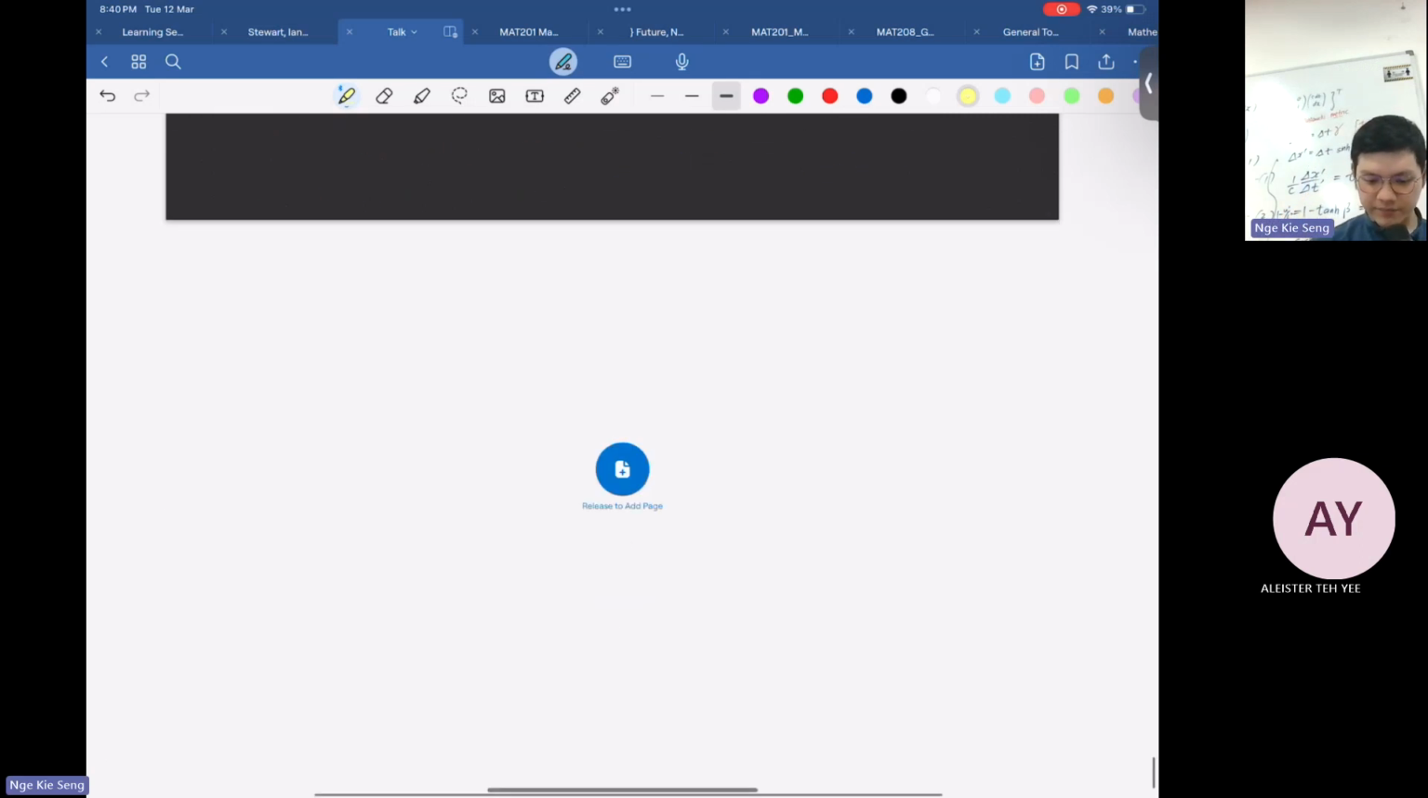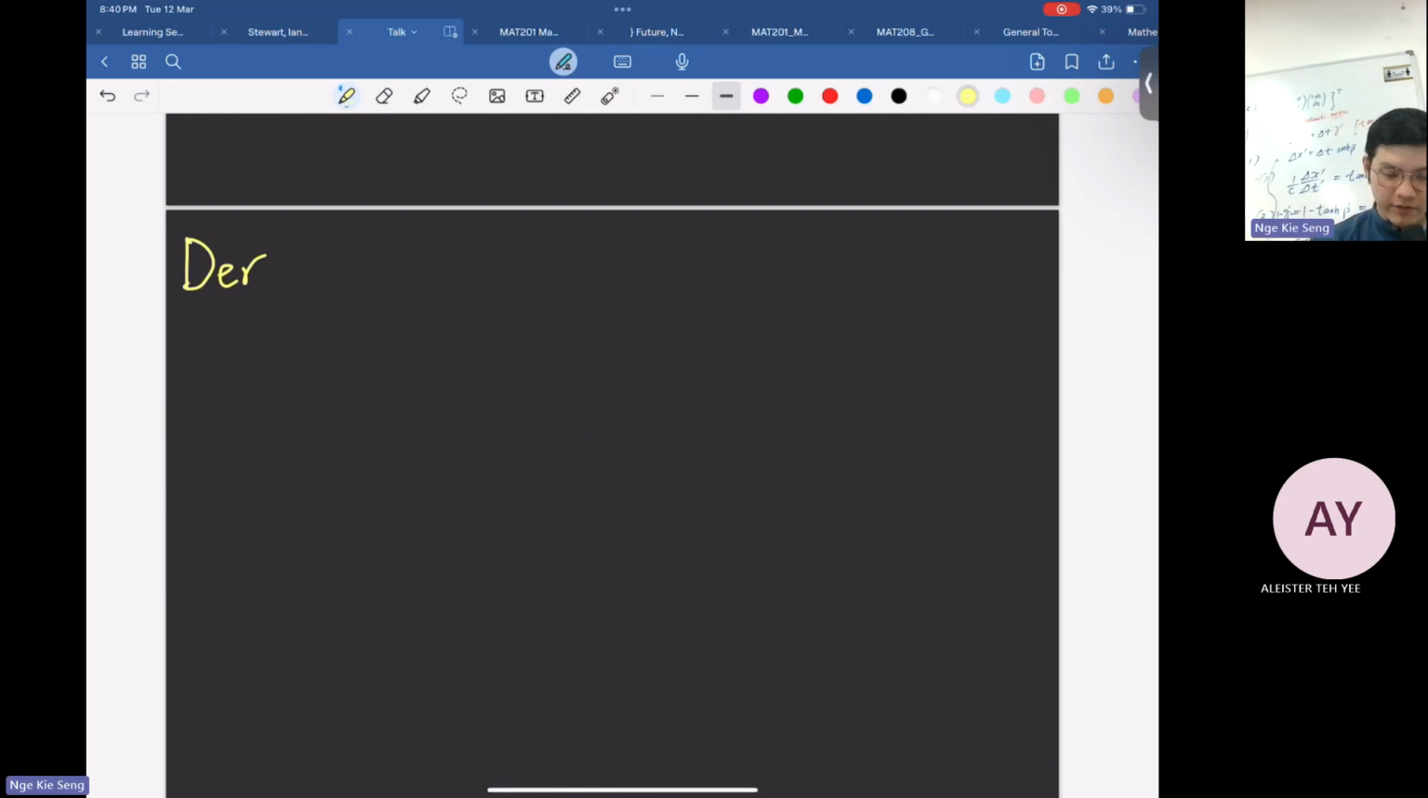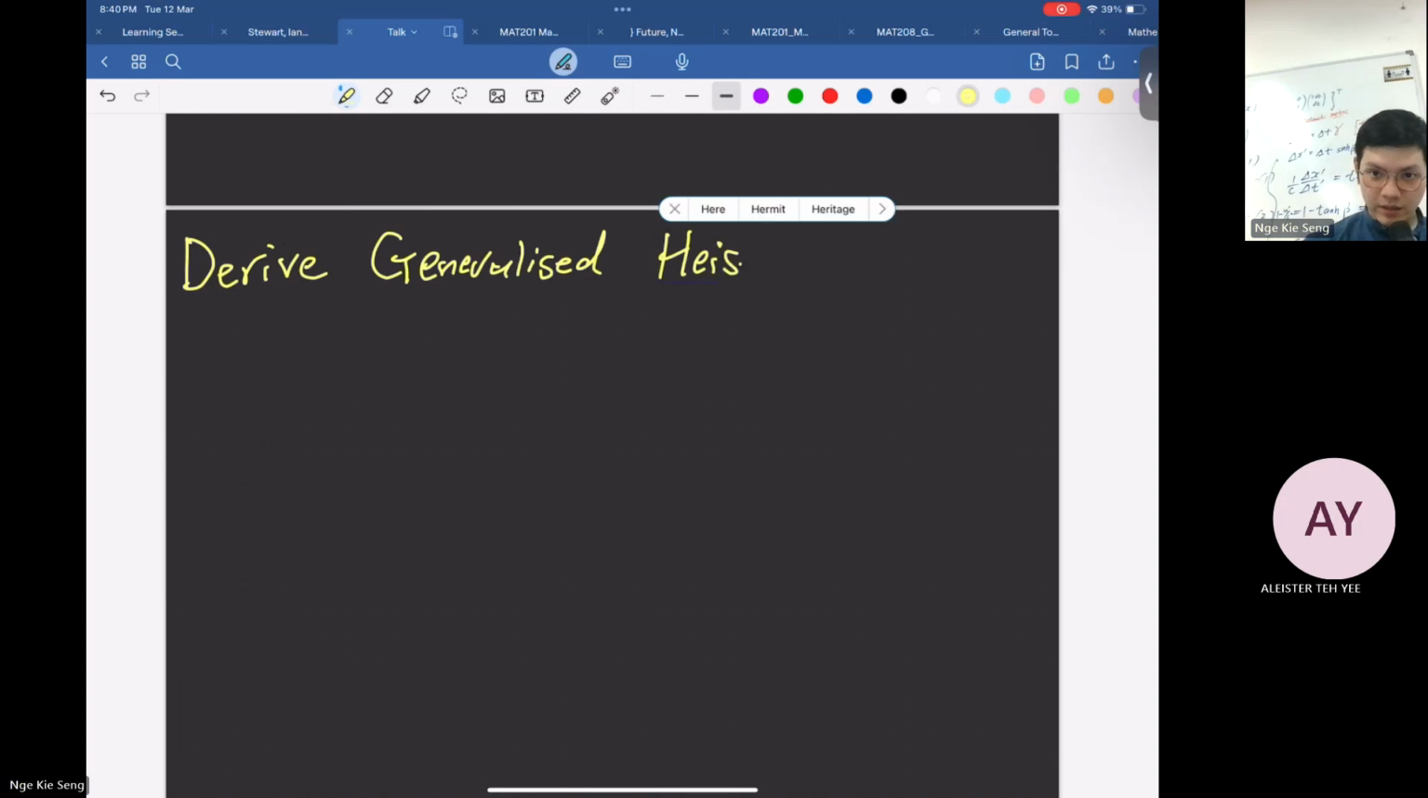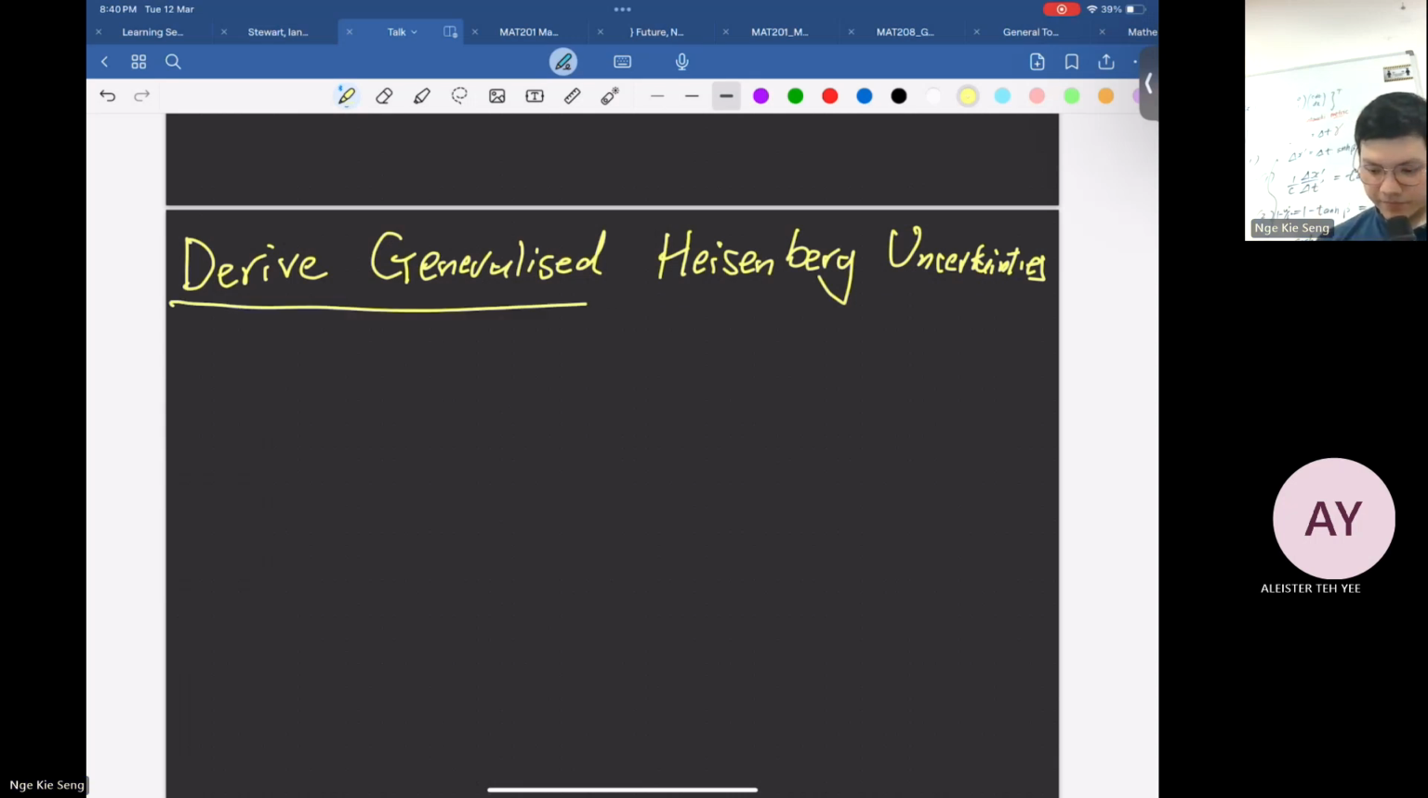So we will try and derive the generalized Heisenberg uncertainty. Okay, we'll try and derive this. So what is Heisenberg uncertainty to you? You cannot measure position and momentum at the same time. Okay, yeah, good. I think that's right. That's true. This is what I know also.